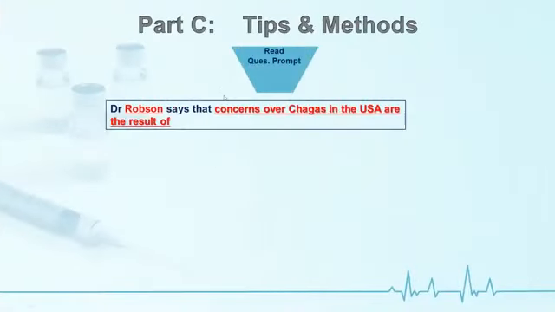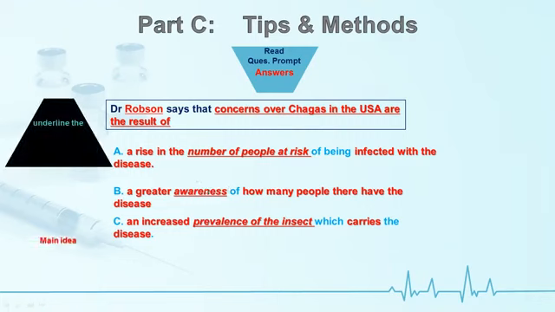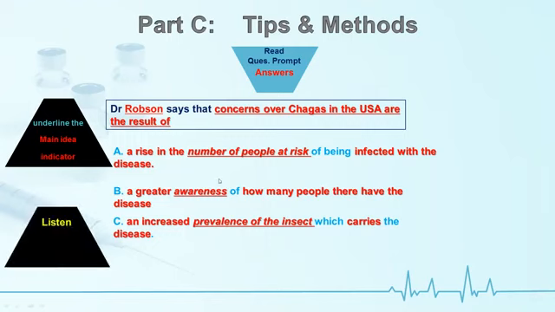Part C, tips and methods. Again, this is the question prompt, and these are the answers. You have to underline the main idea and indicators, or the keywords or important information. Then listen to the record and read the answers while listening. But regarding the question prompt, you have to remember the question prompt and repeat it in your mind. So don't read the question prompt while listening. You have to read the answers only while listening.